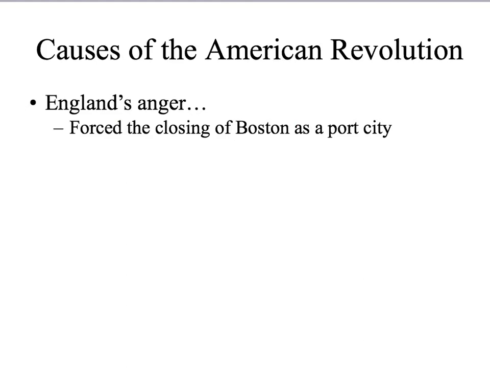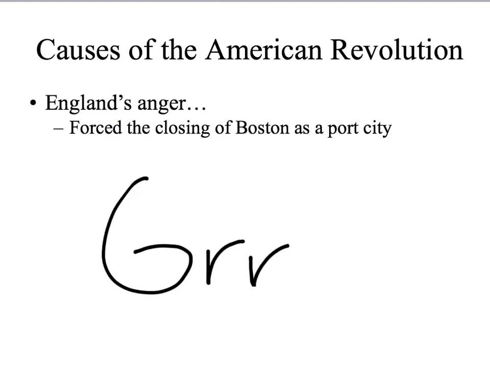Now, obviously, the English are very, very upset, and so they get revenge on the colonists, first by closing the port of Boston, which is a major port. That's a lot of businesses, a lot of jobs that you are now taking away from people.